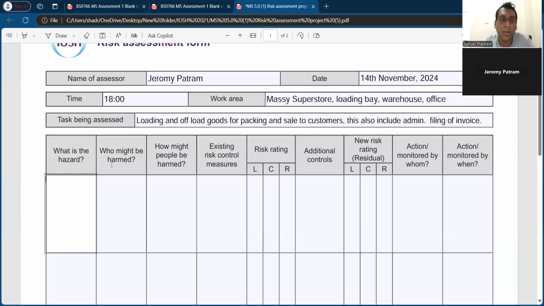So if we go with the loaded bay, we can probably look at maybe a hazard is manual handling, right? And you can describe it, from workers lifting and lowering boxes and goods items from delivery vehicles, right?